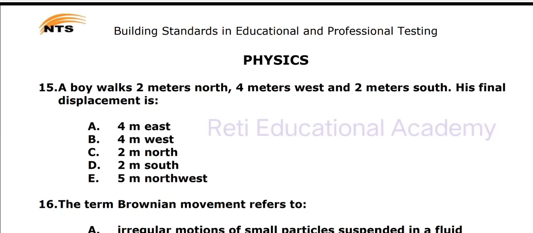Here we go. Question number 15. A boy walks 2 meters north, 4 meters west and 2 meters south. His final displacement is: A. 4 meters east, B. 4 meters west, C. 2 meters north, D. 2 meters south, E. 5 meters northwest. And the correct answer is B. 4 meters west.